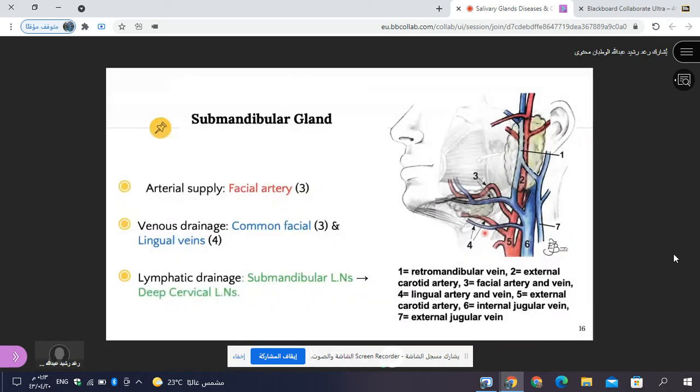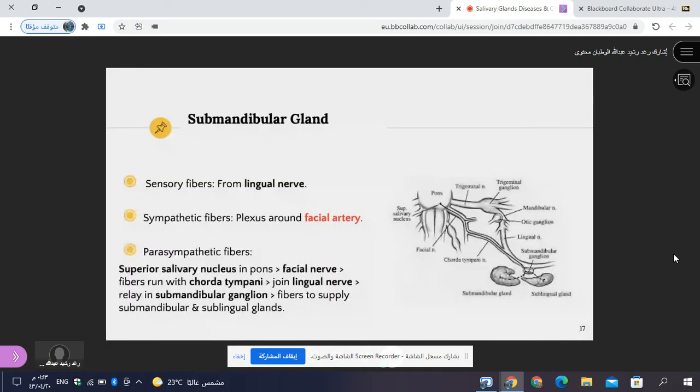So let's go through the arterial supply, venous drainage and lymphatic drainage. As you can see in the diagram, this is the external carotid artery and this is the facial artery, and this is the facial vein. The arterial supply comes from the facial artery, and the venous drainage goes to the common facial vein and the lingual vein. The lymphatic drainage goes to the submandibular lymph nodes, which drain into the deep cervical lymph nodes. This is the arterial supply and venous drainage.